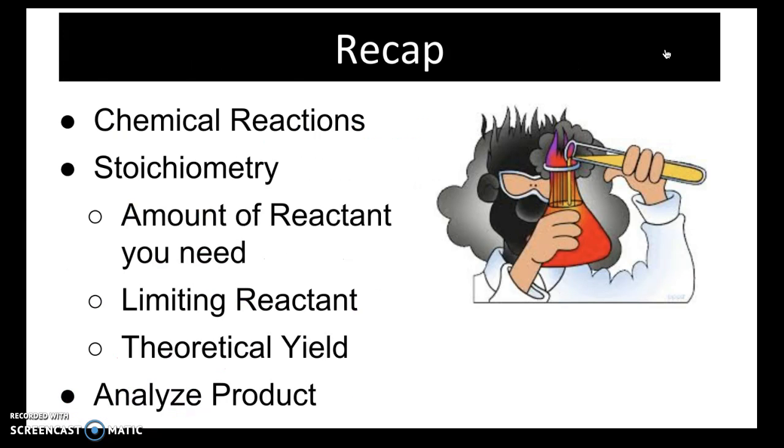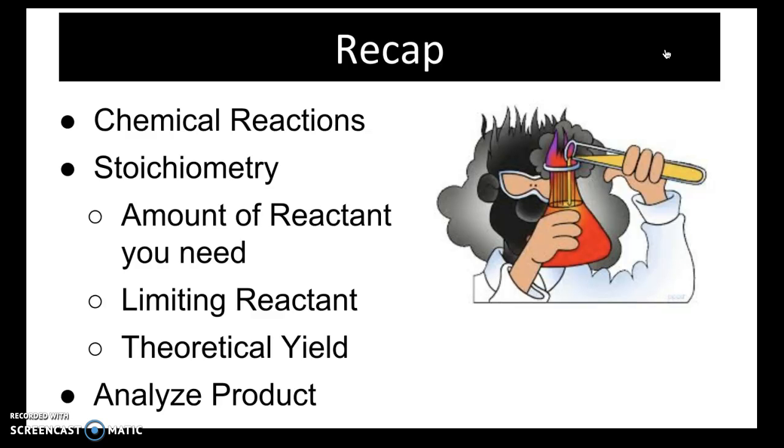Alright, so in this unit, some of the things that we've been looking at are chemical reactions, and chemists perform chemical reactions. And when we do, we utilize stoichiometry to help us determine how much of each reactant we need, what our limiting reactant is, and then use our limiting reactant to find our theoretical yield. Similar to the lab that you did earlier this week.